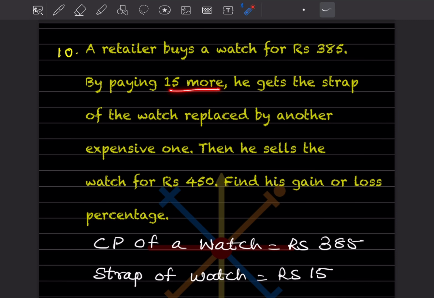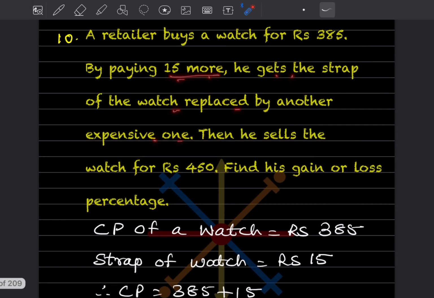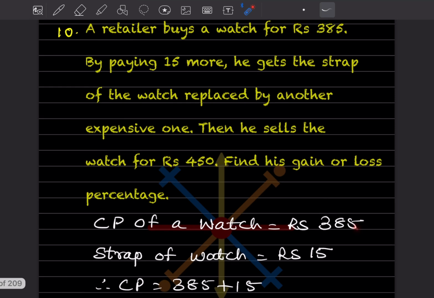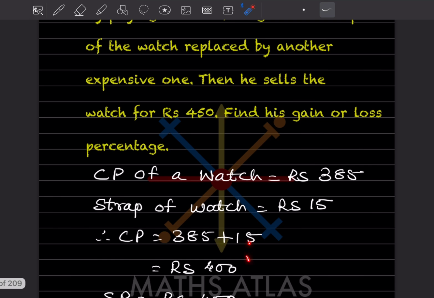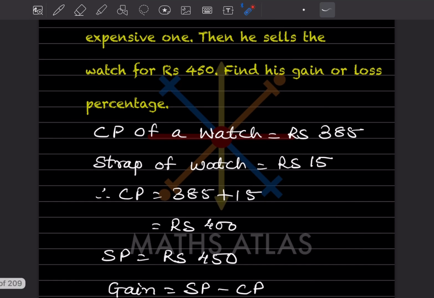So now the strap of the watch. By paying 15 more, he gets the strap of the watch replaced by another expensive one. So he bought a watch, then he changed the strap of the watch, that is rupees 15 extra. So the cost price is going to be this, we are going to add together. So 385 plus 15, that is going to be rupees 400. Then he sells the watch for rupees 450. The selling price is rupees 450. So find his gain or loss percentage.